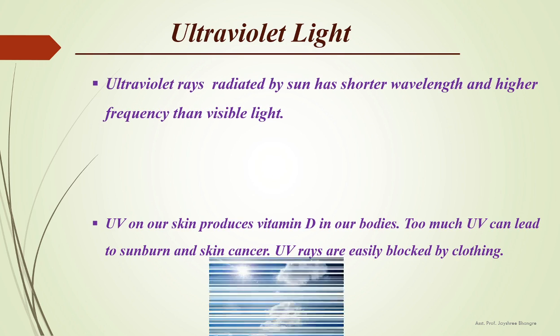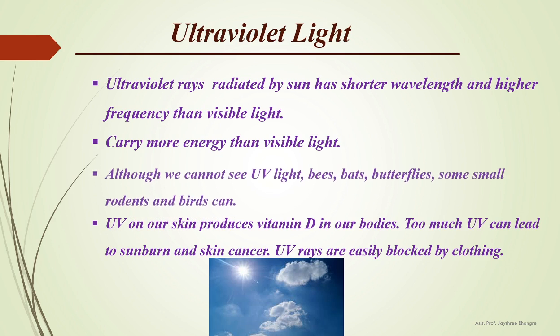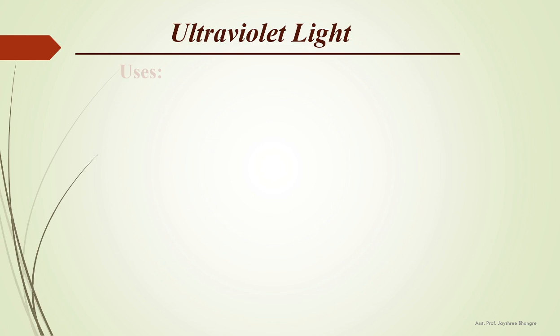Then ultraviolet light. Ultraviolet rays radiated by the sun have a shorter wavelength and a higher frequency than visible light and carry more energy than visible light. Although we cannot see UV light, bees, bats, butterflies, some small rodents, and birds can see it. UV on our skin produces vitamin D in our bodies. Too much UV can lead to sunburn and skin cancer. UV rays are easily blocked by clothing.